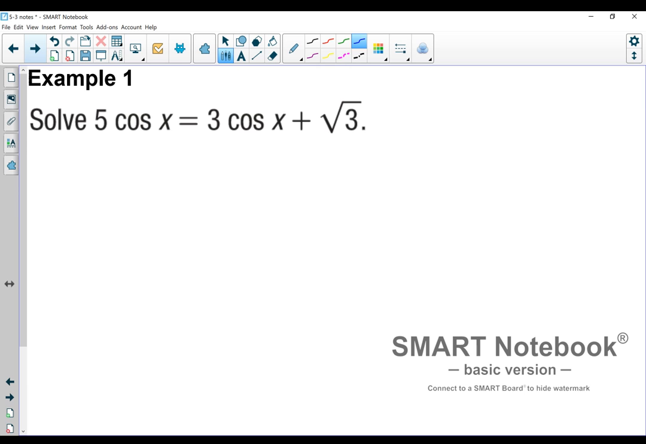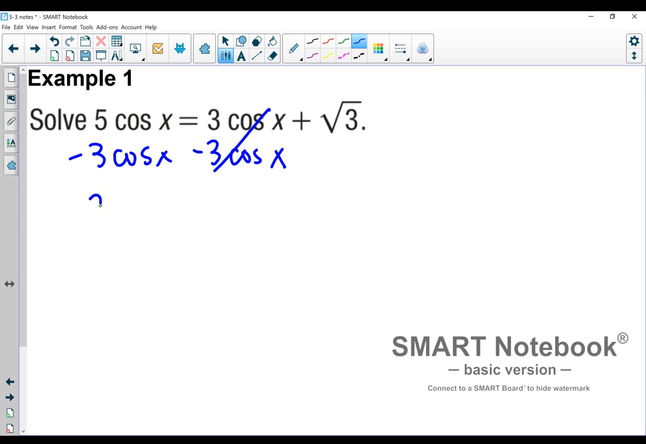So here's a problem we're actually going to try solving, or you're actually going to try solving. So go ahead and write down example 1. And you'll notice that we have a cosine x there. So I want to isolate cosine x. Since it's on both sides, I'm just going to subtract 3 cosine x. And I know I don't need to show this step, but sometimes when we do something new, it's nice to see all the work and figure out what's going on.